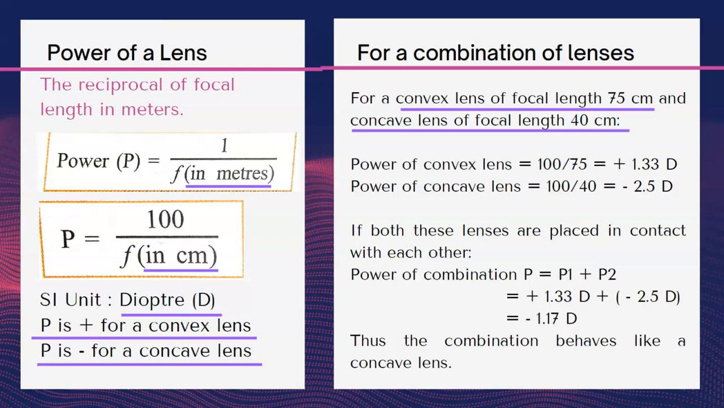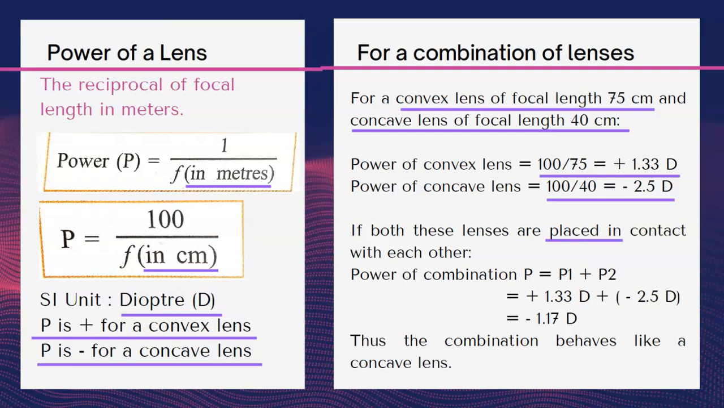So, the power of the convex lens will be 100 upon 75, according to this formula for power, 100 upon f. So, 100 upon 75, that is 1.33 diopter with a plus sign because it is a convex lens. Power of the concave lens will be 100 upon 40. That will give 2.5 diopter with a minus sign because it is a concave lens.